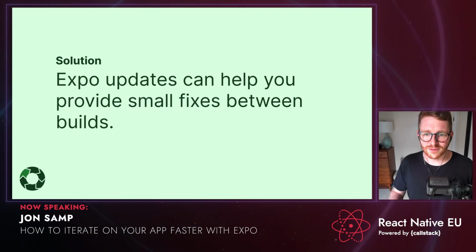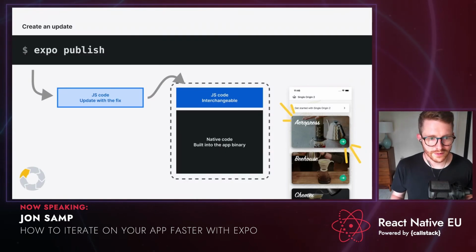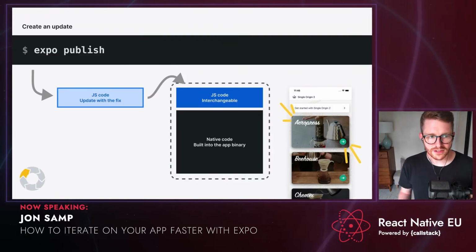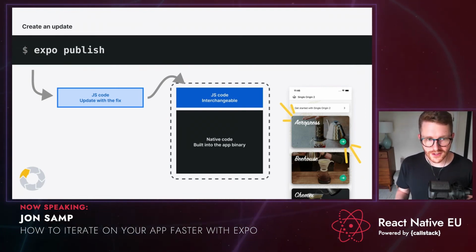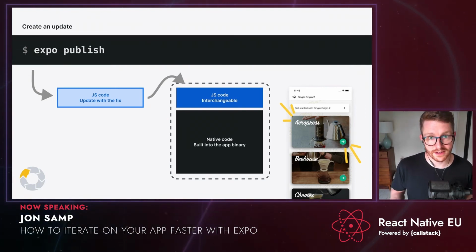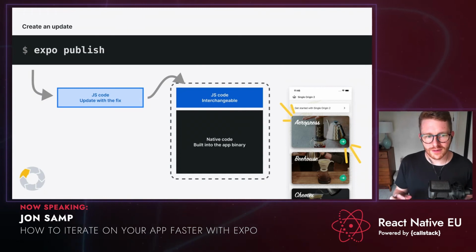Instead, we can use Expo updates to help you provide small fixes between builds like this. So let's look at how this works. Expo Publish ends up making an update, and an update is a bundle of code that's JavaScript and also the assets from our app. So in order to fix this sparrow dress problem, we would go into our app and then we would fix the sparrow dress to say AeroPress.